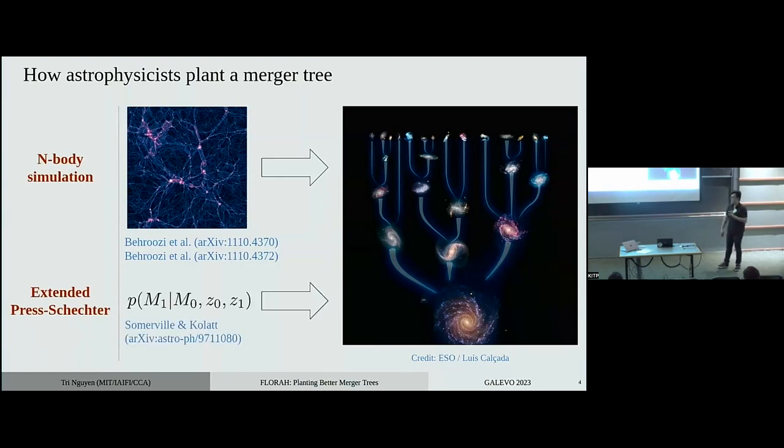And the way you use it is extended Press-Schechter gives you the conditional probabilities that given an initial halo at the initial mass, what is the mass of the halo at a certain redshift. And with the Press-Schechter equation plus some assumptions, you can have yourself a bunch of merger trees.